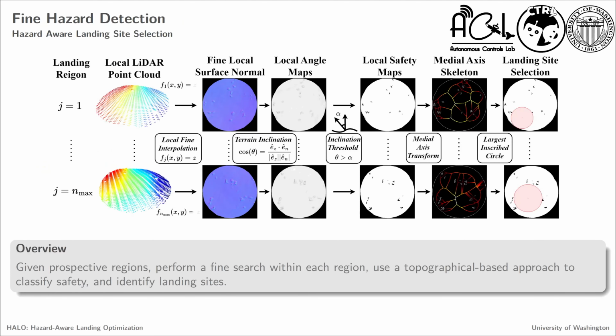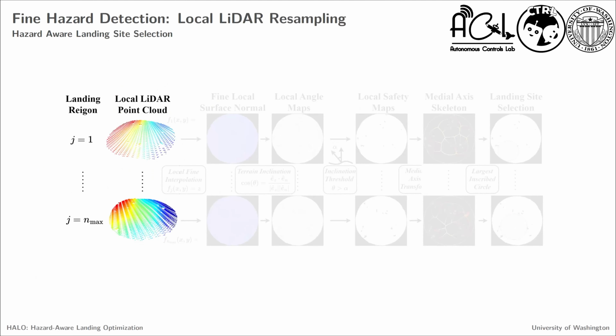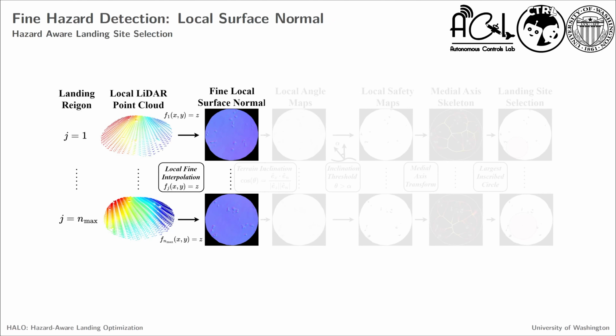The fine hazard detection focuses on determining landing sites within the scope of each region as identified from the coarse hazard detection step. The location and radius of the identified regions are transformed from the image frame to the world frame, and a subset of the global point cloud that lies within that region is found. For each local point cloud, a surface normal is found by performing a fine linear interpolation which allows for the detection of smaller hazards that were previously missed in the coarse hazard detection step.